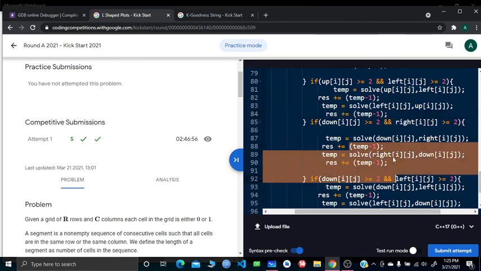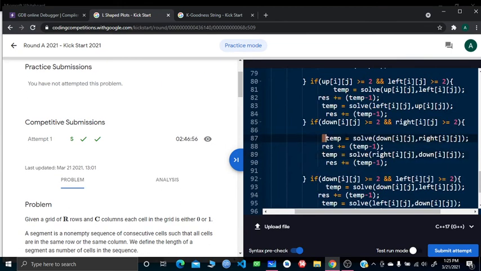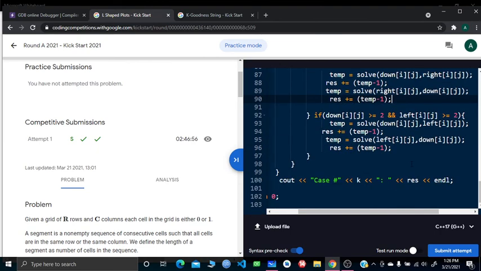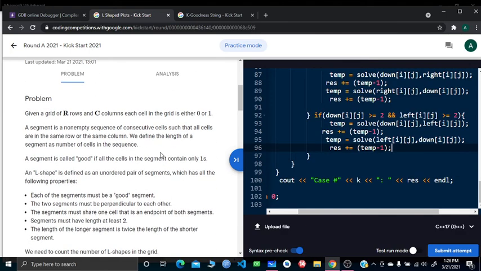Okay, temp minus 1. And this temp value is giving the greatest number, which, times 2, is less than or equal to the destination value. I hope you get that here. And finally, outputting the answer of how many L shapes we got from this grid.